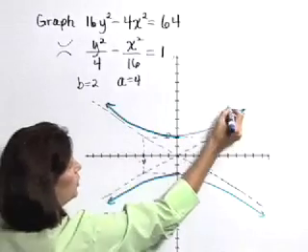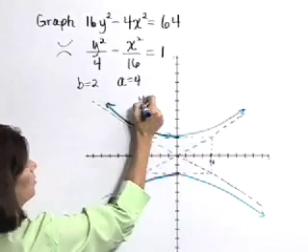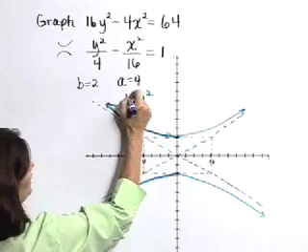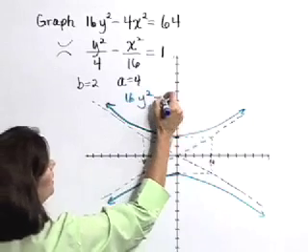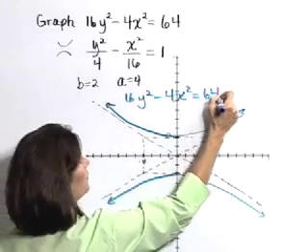Here you see in blue a sketch of the hyperbola. Let's write that as 16y squared minus 4x squared is equal to 64.